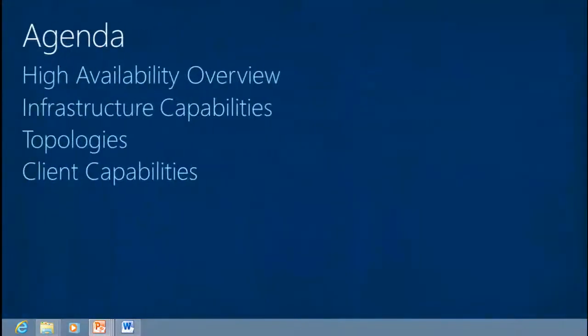So to kick it off, we're going to first talk about what is high availability in general, some of the infrastructure capabilities that are available to SharePoint, and some of the topology aspects of SharePoint. SharePoint is obviously a tiered model. A lot of people don't like to look at it that way to this date, but even as our product continues to evolve, it still maintains that same conceptual aspect in terms of tiering.